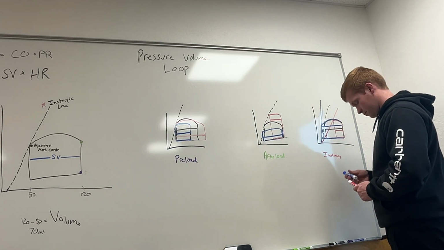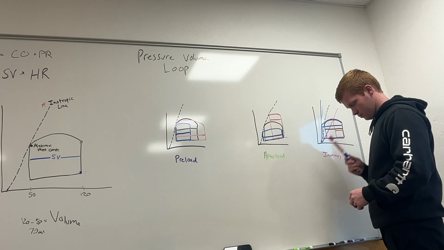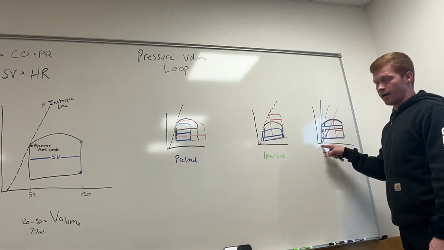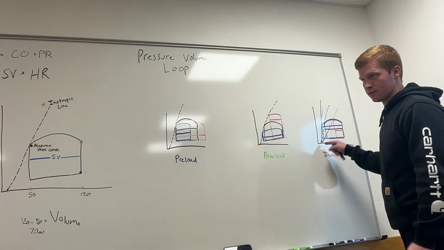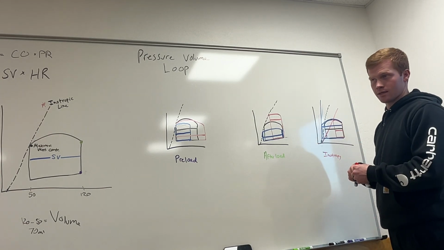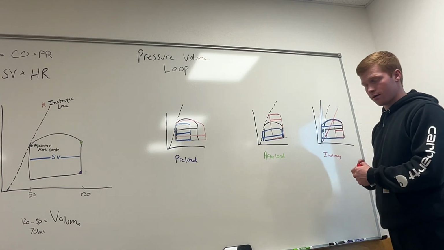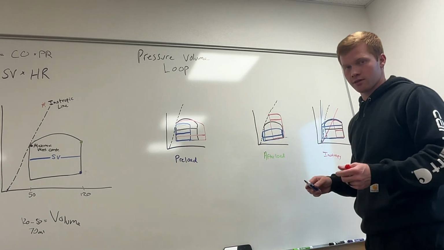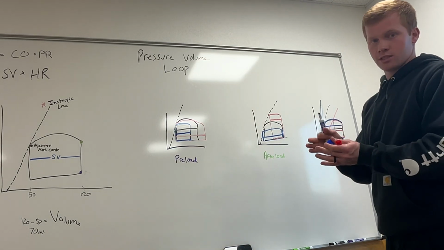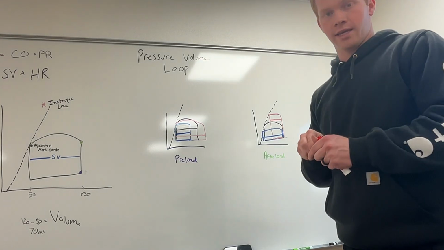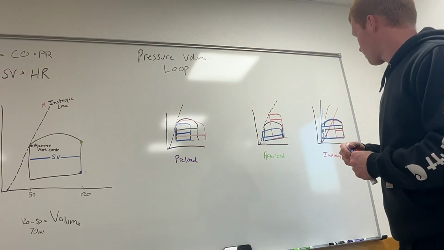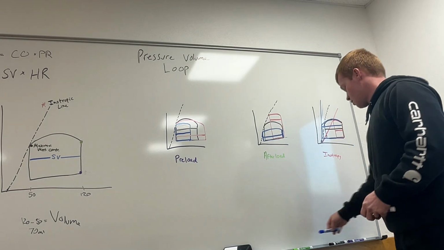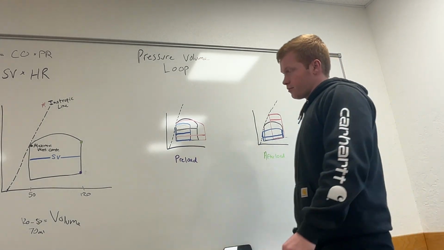So increased inotropy, increased strength of contraction, increases the amount of blood being pushed out of the heart, which increases stroke volume. Decreased inotropy, decreased strength of contraction. We have less strength contracting the ventricle, less blood's coming out, decreased stroke volume. So that's the pressure volume loop.